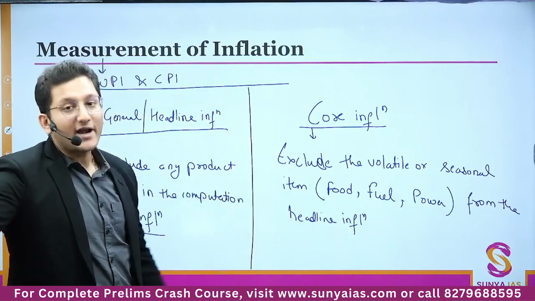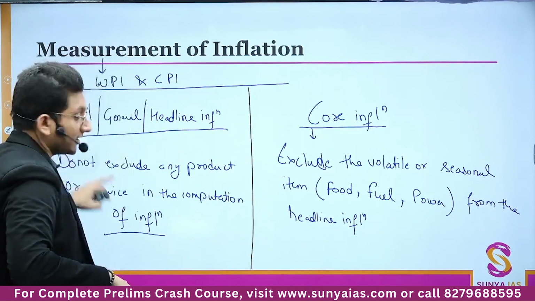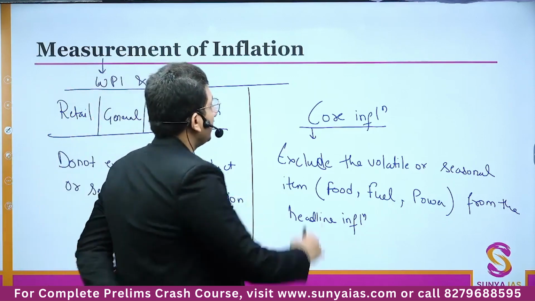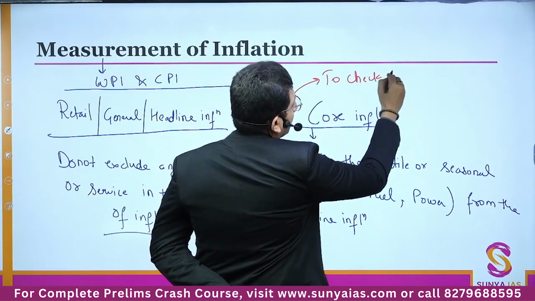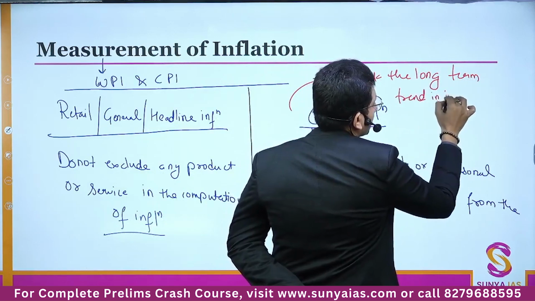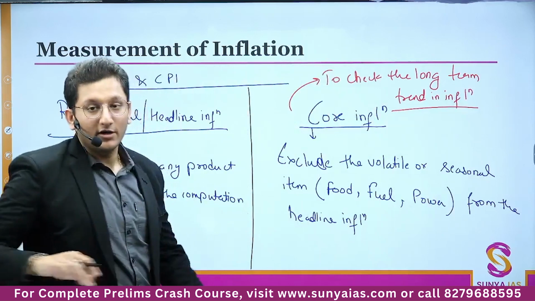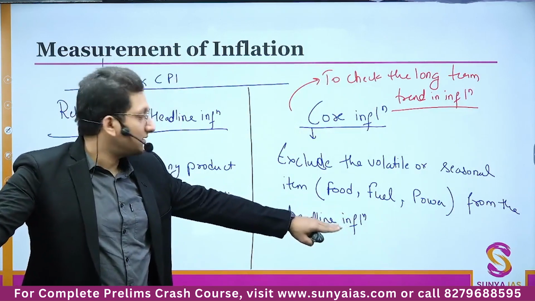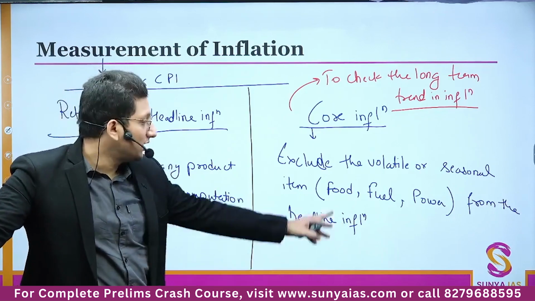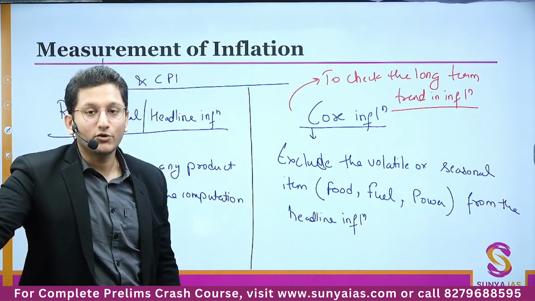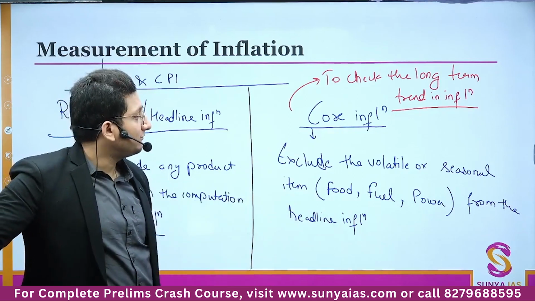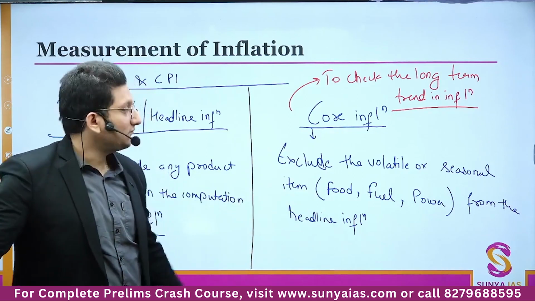Getting? Now, what is the idea behind it that we need to understand? See guys, first of all, the idea behind calculating the core inflation is to check the long-term trend in the inflation, because the volatility of these particular items is very high for a short period of time. ठीक है, अभी सपोज कीजिए इस साल का सीजन अच्छा नहीं हुआ, then you will see a sharp rise in the prices of food items, right? But suppose next year everything is fine, then you will see the normal prices, right? So if we want to check the long-term trend in the inflation, we will check the core inflation.